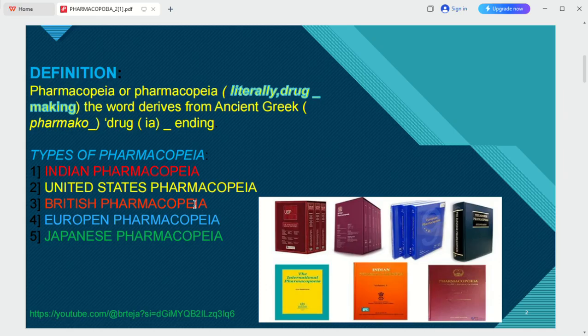Different countries depend on different pharmacopoeias, for example the United States Pharmacopoeia, British Pharmacopoeia, European Pharmacopoeia, and Japanese Pharmacopoeia. Different countries follow different pharmacopoeias in the pharmacy field. I will go in depth on the Indian Pharmacopoeia. The other countries' pharmacopoeias are also important, but the Indian Pharmacopoeia comes first; you can read the remaining ones afterward. Let's start the Indian Pharmacopoeia.